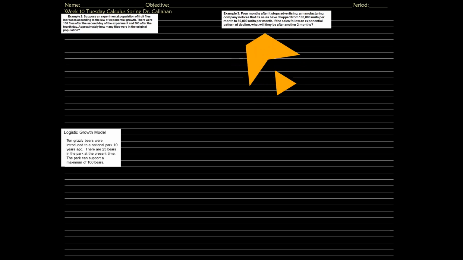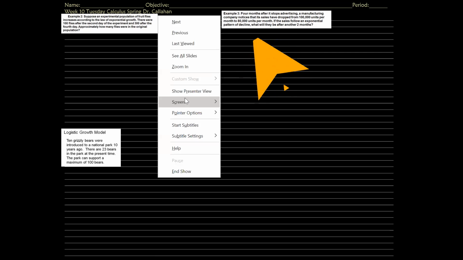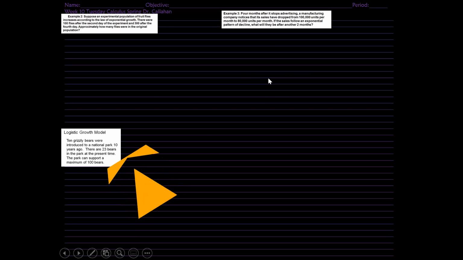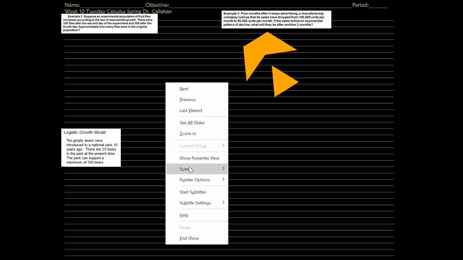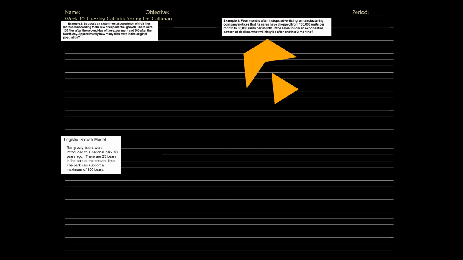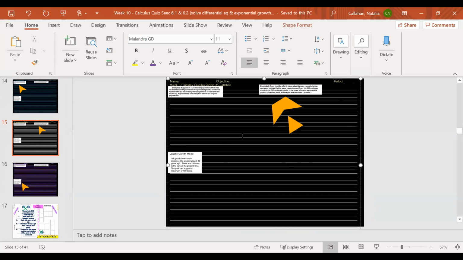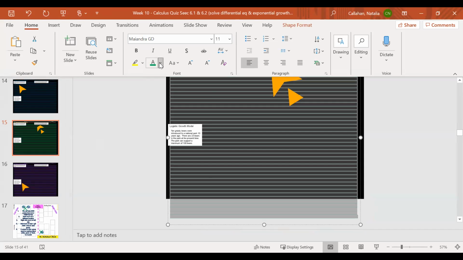Okay, so let's go ahead and take a look at example 3. I'm going to change those colors a little bit because they're a little bit too bright for me. Let's change that to maybe a darker green. Oh, that's good.